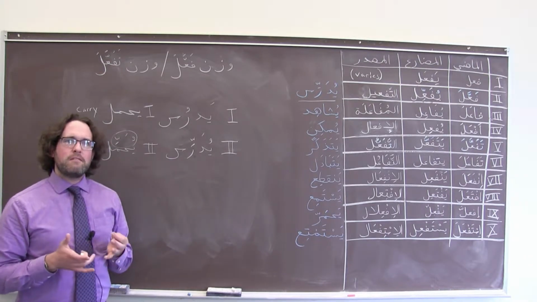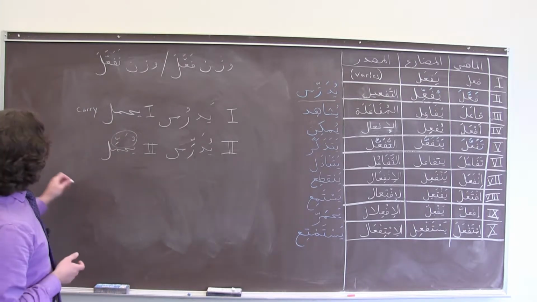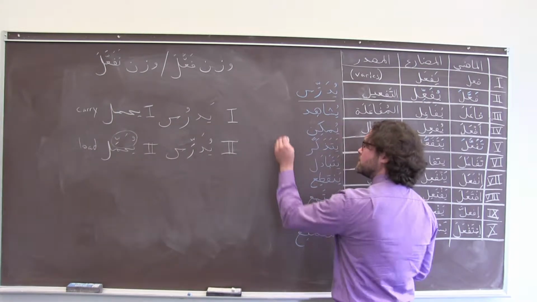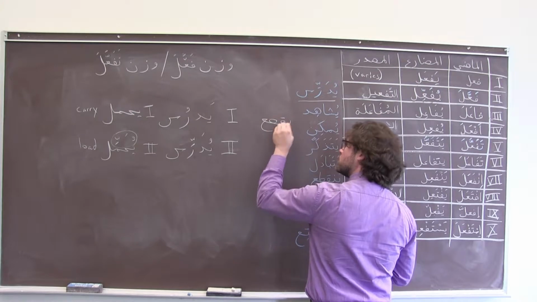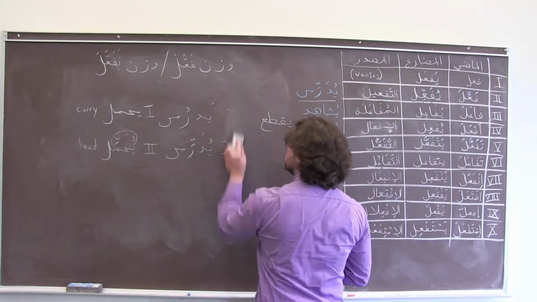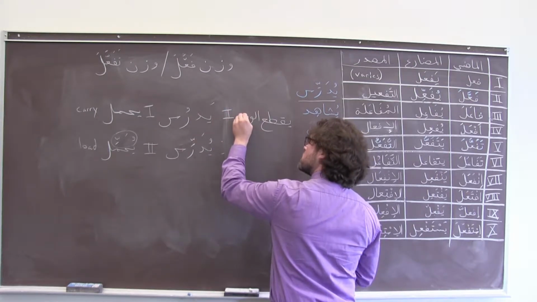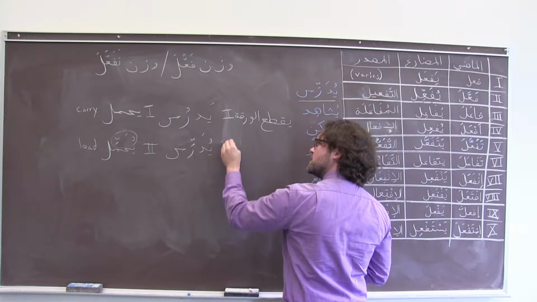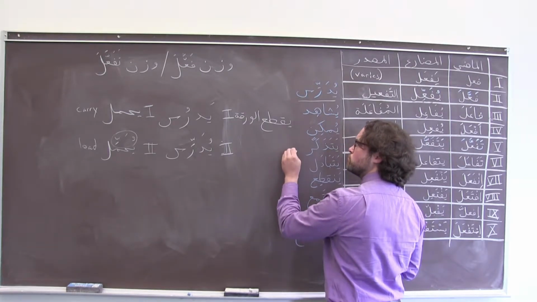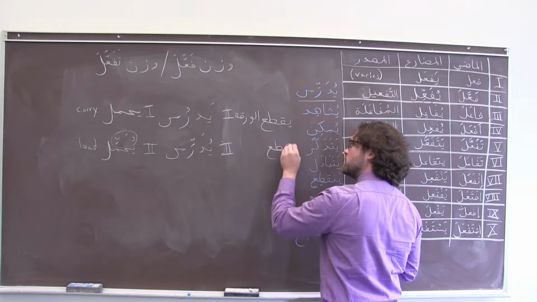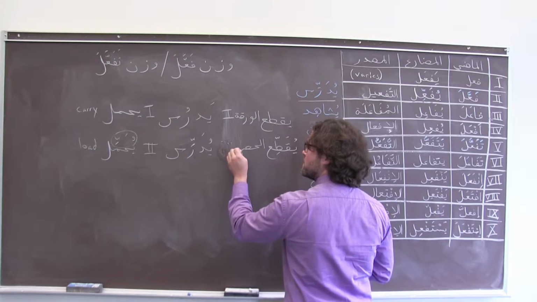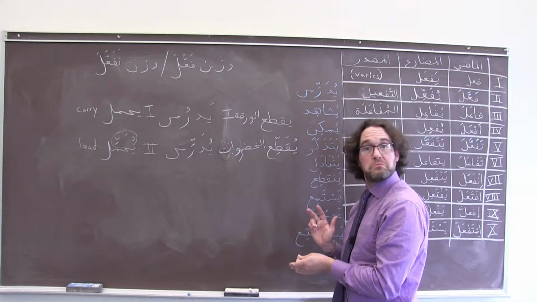Form 2 also can have a meaning of intensifying an action. In form 1, we have a verb yaqta', which sort of means to cut. We could say, for example, huwa yaqta' al-warqa. He cuts the paper. Maybe he takes a pair of scissors and slices it right in half. But in form 2, it has a slightly different, more specific meaning of chopping something up into little bits. So in form 2, we might say يقطّع الخضروات. I'm running out of room here. خضروات. He cuts up the vegetables to make dinner.